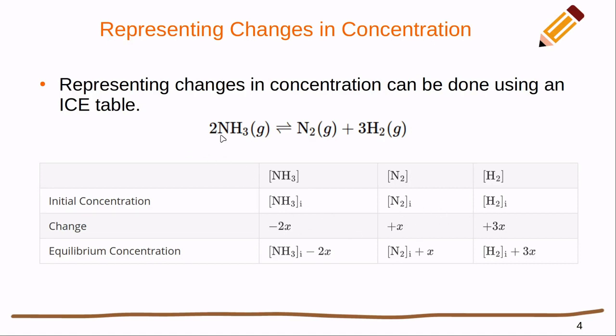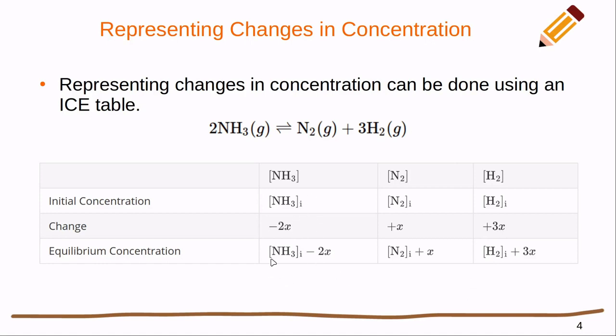Now, as it proceeds from the left to the right, we know from our reaction stoichiometry, we've been doing this quite a bit, that for every 2 moles of ammonia that I consume, I'm going to produce 1 mole of N2 and 3 moles of H2. That's where these changes come in. This is me consuming 2 moles, negative 2x. This is me producing 1 mole of nitrogen, plus x. This is me producing 3 moles of hydrogen, plus 3x.